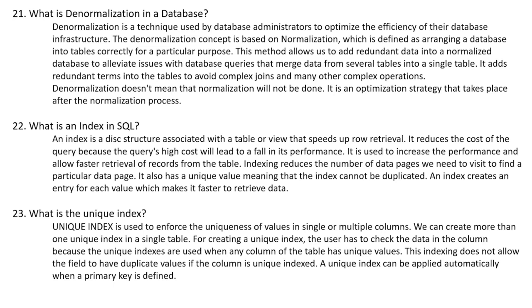Question 23. What is the unique index? Answer. Unique index is used to enforce the uniqueness of values in single or multiple columns. We can create more than one unique index in a single table. For creating a unique index, the user has to check the data in the column because the unique indexes are used when any column of the table has unique values. This indexing does not allow the field to have duplicate values if the column is unique indexed. A unique index can be applied automatically when a primary key is defined.